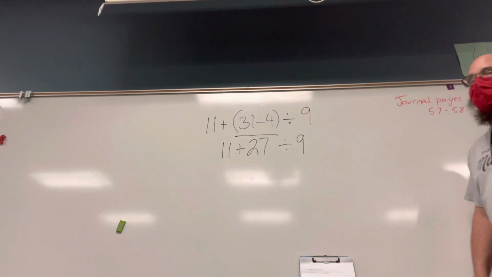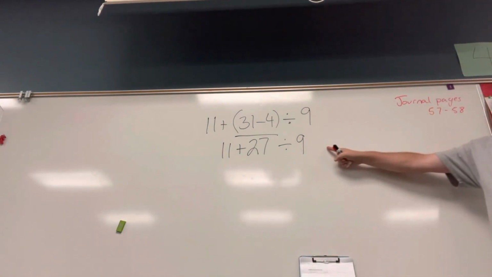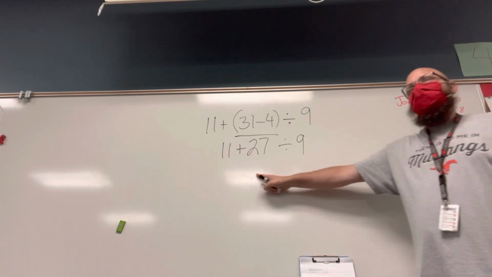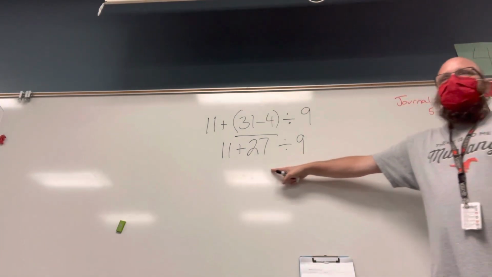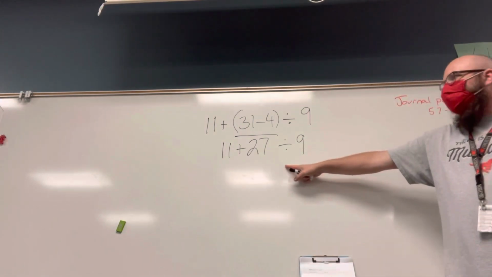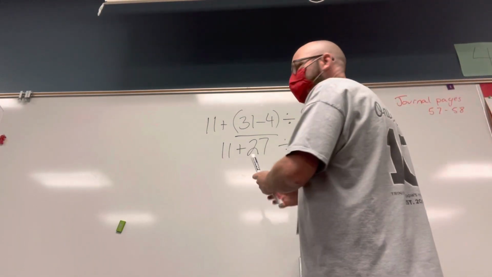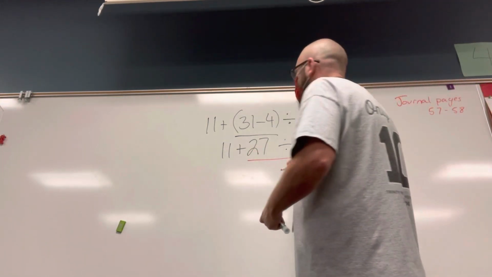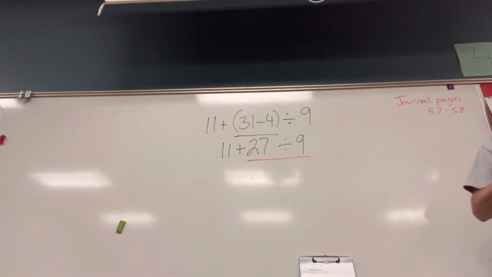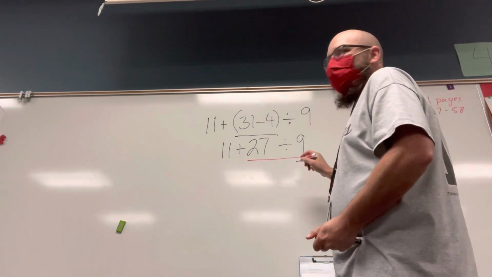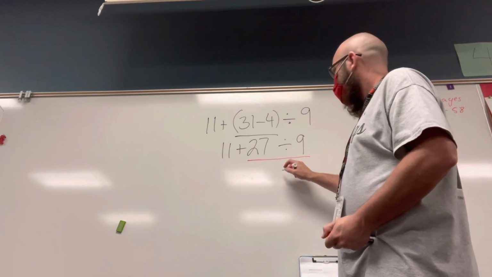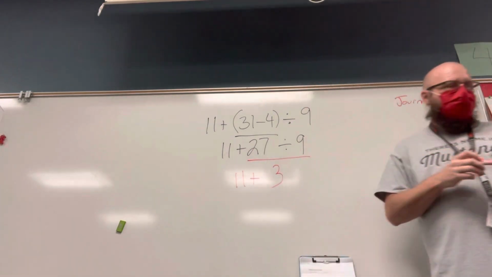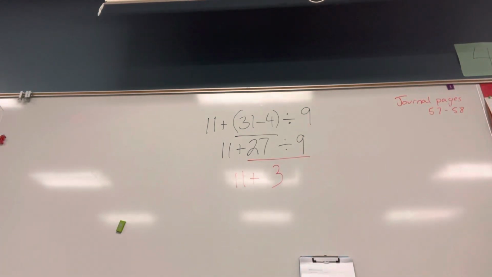Emma, are there any other grouping symbols in this problem? No. Emma, are there any exponents? No, because we don't do exponents in 5th grade. Is there any multiplication or division, Emma? Yes. How many? Just 1. So we do that. And Emma, 27 divided by 9 is? Excellent. It is 3. Now we're down to one operation.